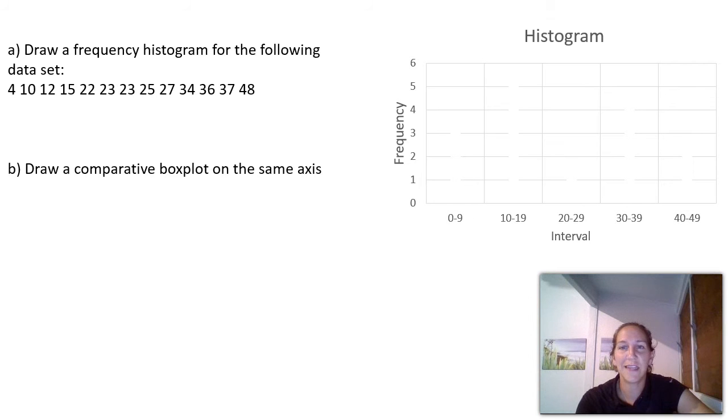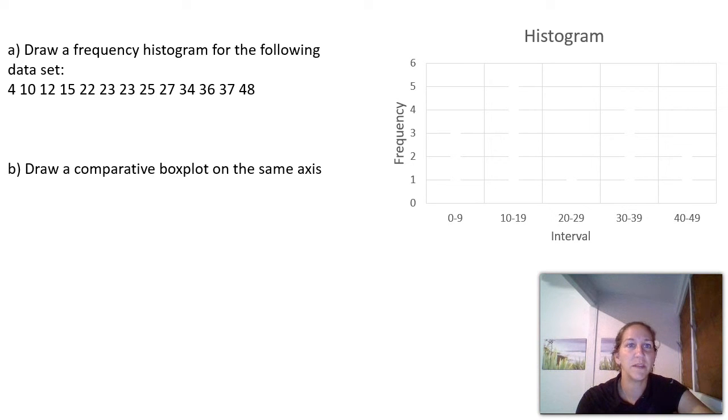And those intervals can either be given to you, essentially dividing your data set up into intervals of 20, say, or you can just decide on those intervals based on the data set that you have. So in this case, we've divided this data set up into intervals of 0 to 9, 10 to 19, 20 to 29, 30 to 39, and 40 to 49. So intervals of approximately 10.